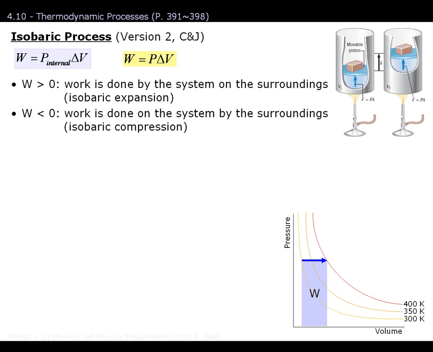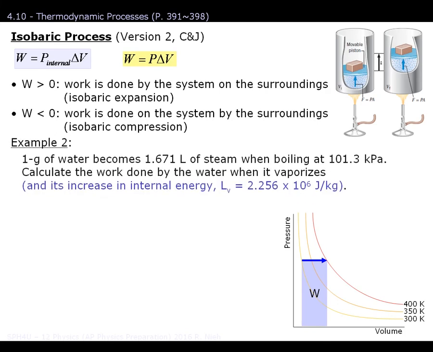Whenever you heat up a gas, it has a tendency to want to expand until the pressure inside matches up with the pressure outside. We're assuming that the piston and its contents are massless. Let's say that we heat up 1 gram of water into 1.67 liters of steam. We boil it at standard atmospheric pressure. So the pressure inside the container wants to match up with the pressure outside as the water is expanding. And we're trying to determine what's the work done by the water when it vaporizes.